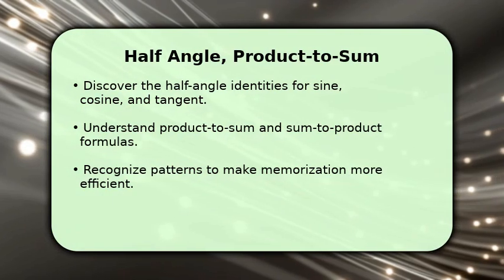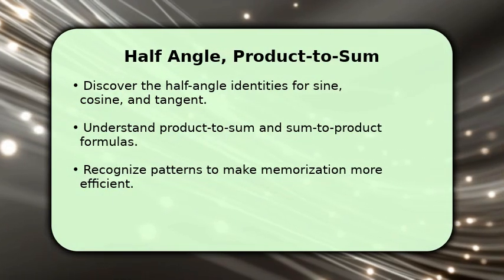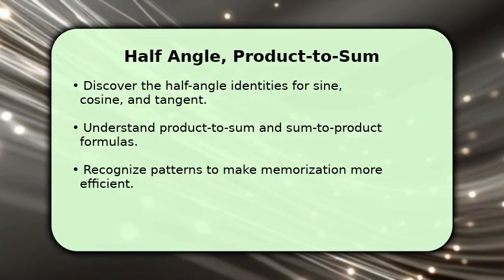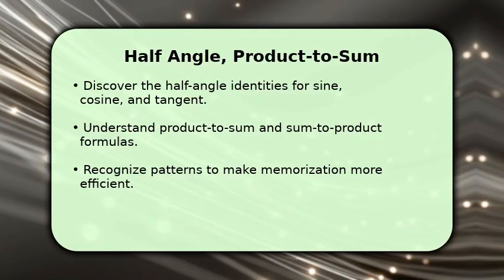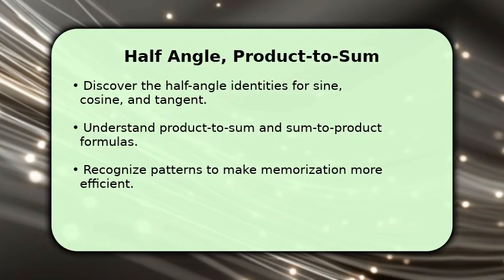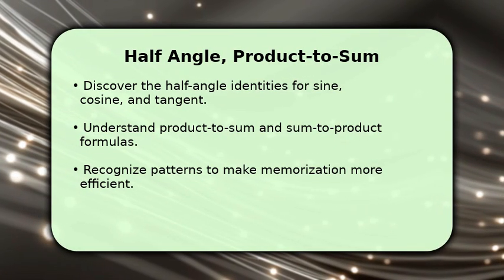Now, let's explore the half-angle identities, which are useful for finding exact values of angles like 22.5 degrees. These identities often involve a plus or minus sign, requiring careful consideration of the quadrant.